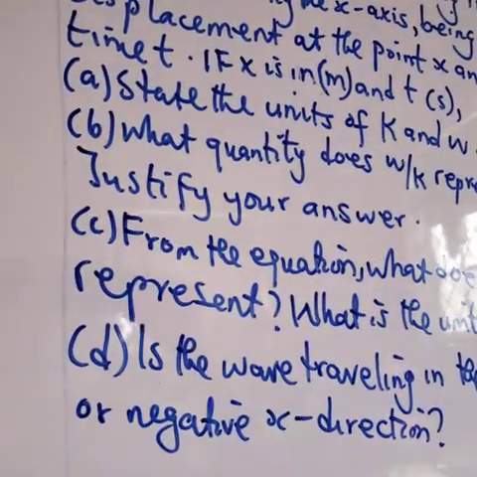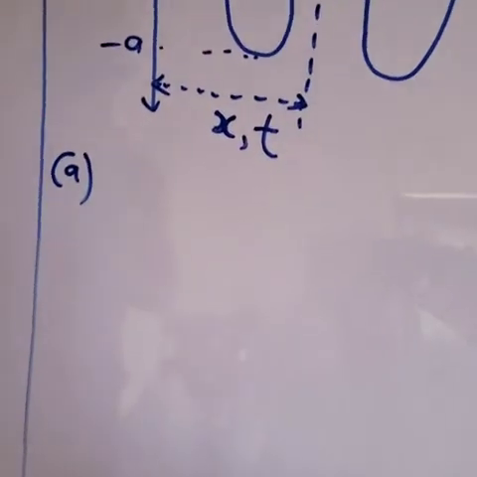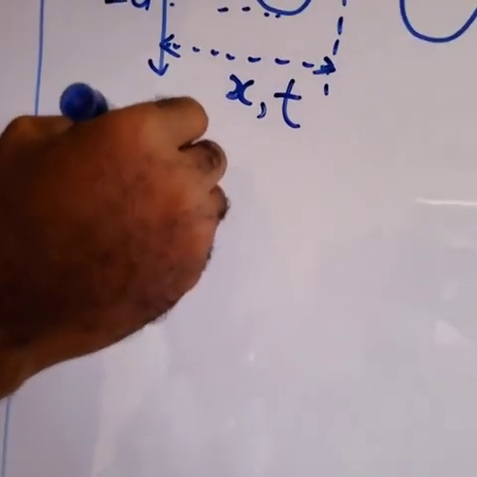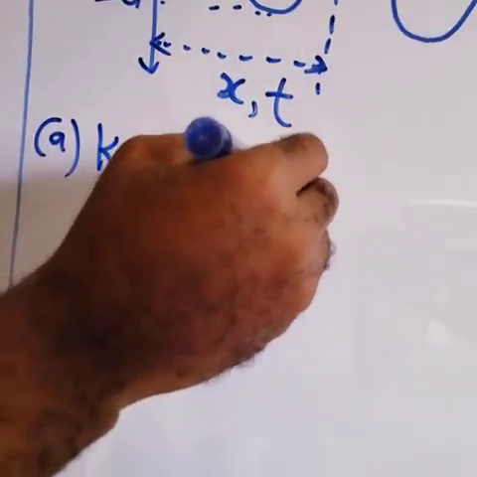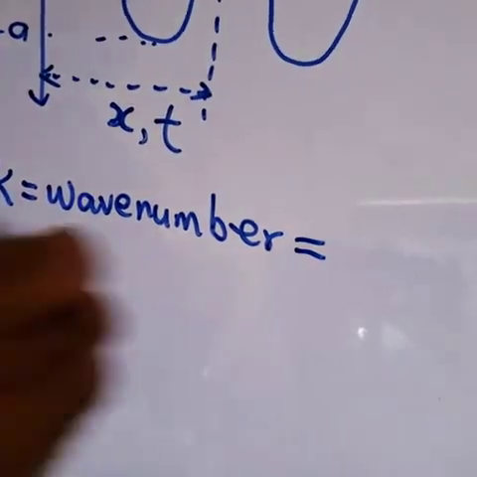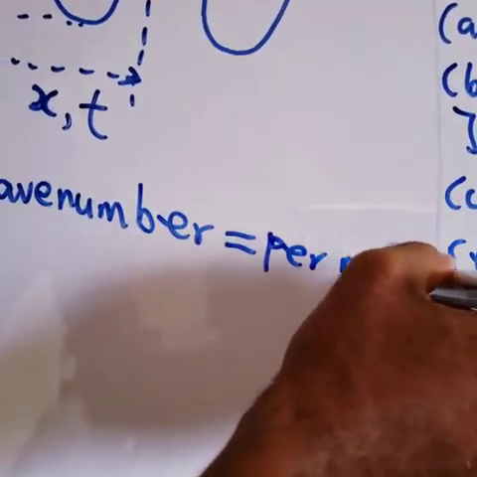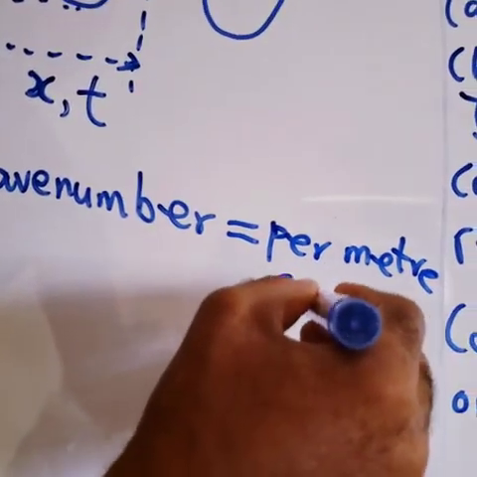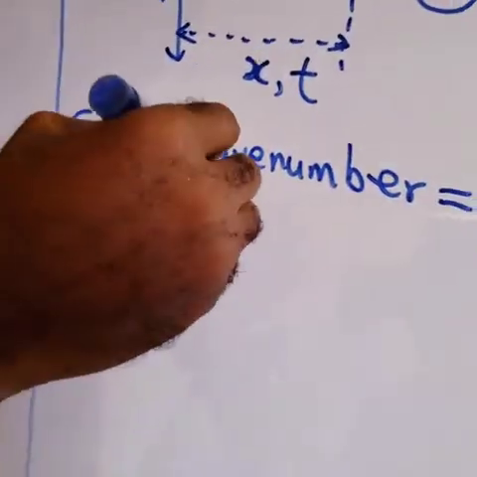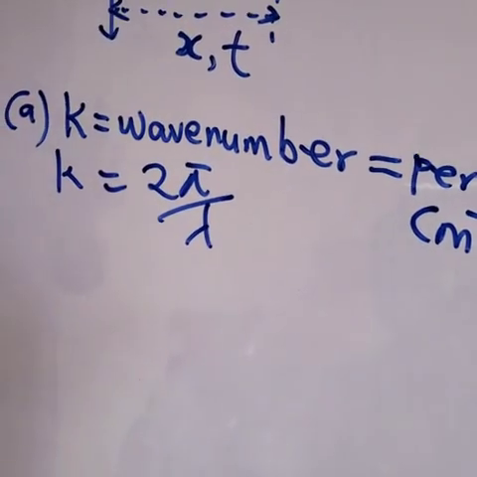Now let's go to the first part of the question. It says state the unit of k and w. Now I will go straight and tell you k, the name is wave number. And the unit is per meter. Actually, the formula for wave number is 2 pi over lambda. That is simply to answer that question.